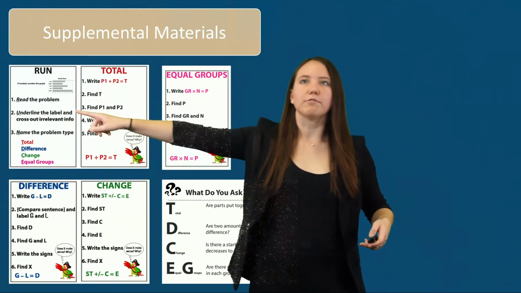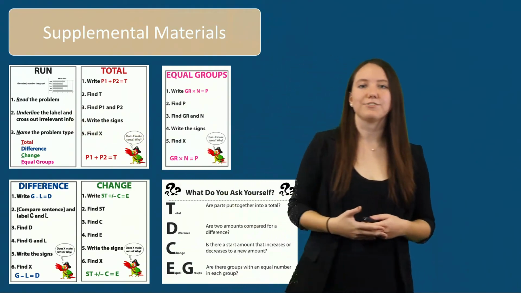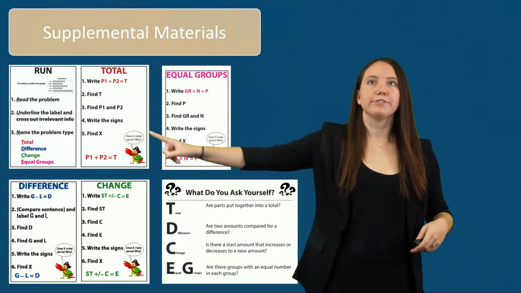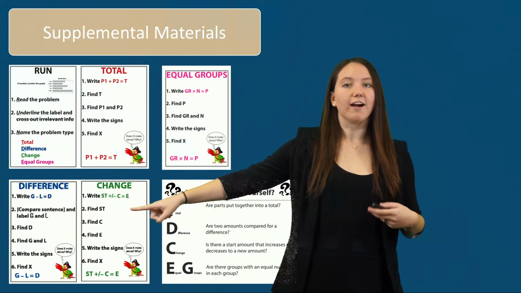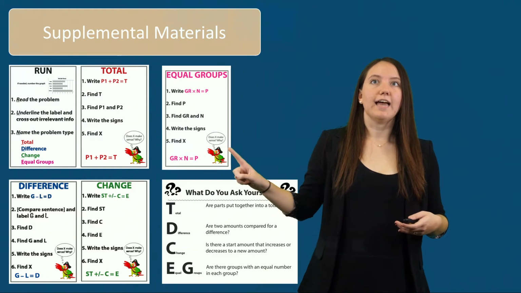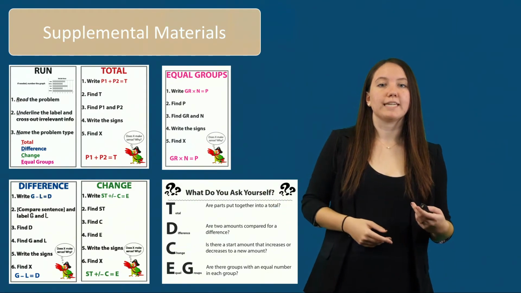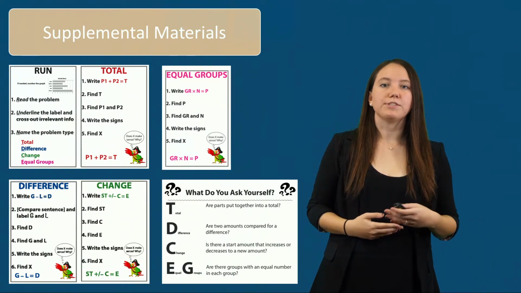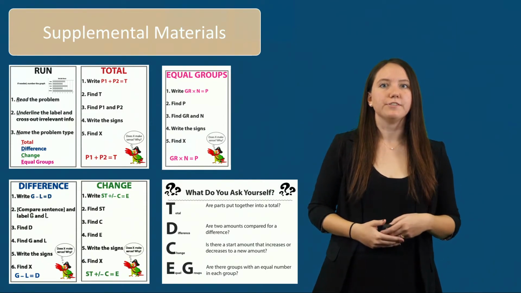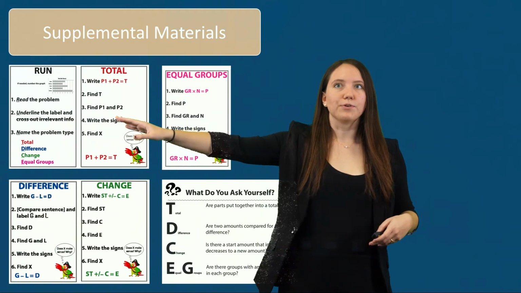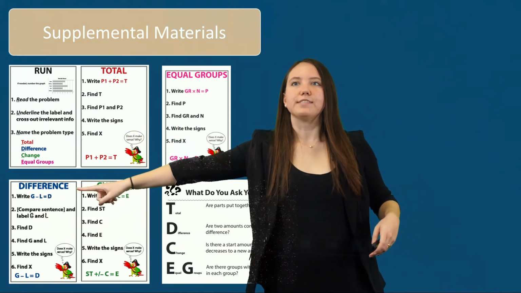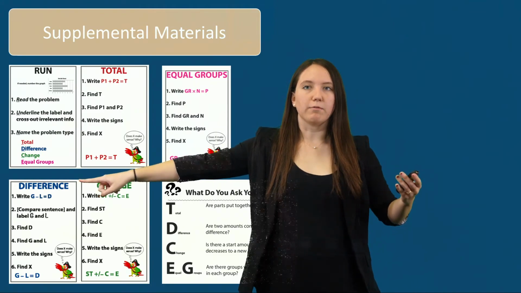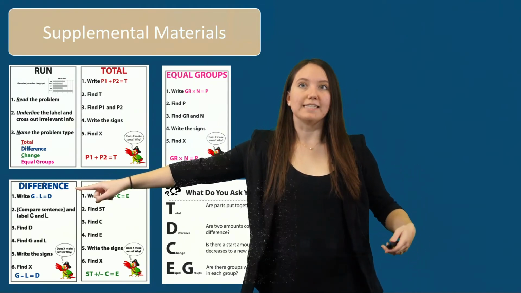So first we see our RUN poster, which is the attack strategy used to set up word problems. Next we see our schema posters, the total, difference, and change, which are our additive schema posters, and our equal groups poster, which is our multiplicative schema poster. So teachers display these posters as the specific schemas are introduced. So when you introduce total problems, the total poster is introduced. When you introduce difference problems, both would be introduced, or just the difference, depending on what type of problem students are working on that day.